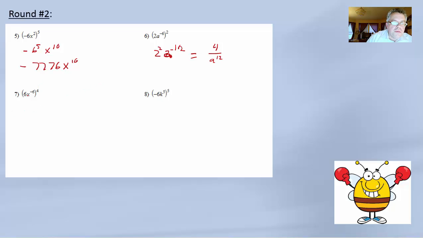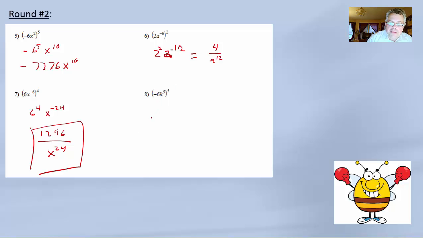All right, how about this one? 6 to the 4. And then we're going to have x to the negative 24, since that's negative 6 times 4. Okay, so we're going to rewrite it. I'm going to do two things. I'm going to figure out what 6 to the 4th is. That's 1,296. And I'm going to move the x to the negative 24 to the denominator, and it becomes x to the positive 24.